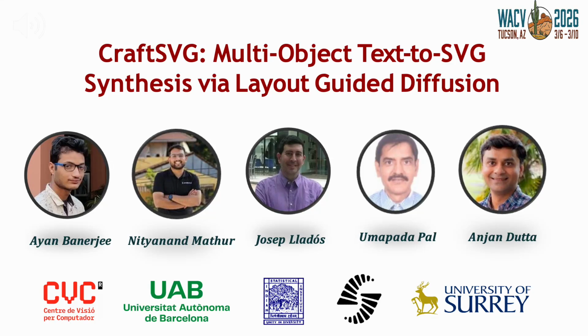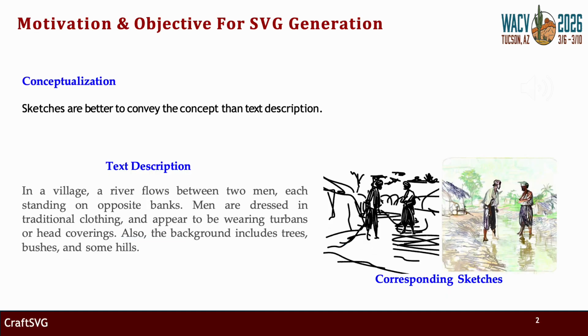Hello everyone, I am Nityanand Mathur and I will be presenting CraftSVG, a framework for multi-object text-to-SVG synthesis using layout-guided diffusion. Our goal is to generate structured expressive SVG sketches from natural language descriptions while preserving object count, spatial relationships, and artistic abstraction. Our motivation stems from a simple premise that sketches are often much better at conveying a conceptual layout than text descriptions alone.